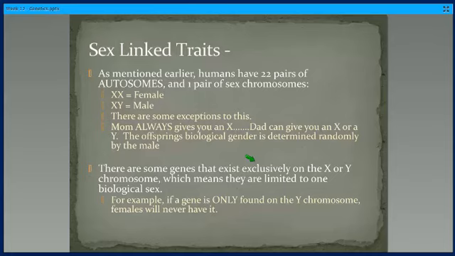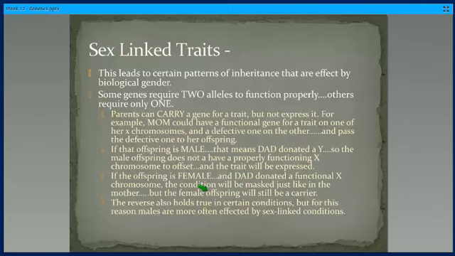But if those genes exist only on the X or Y chromosome, some of these traits are limited to one biological sex. So for example, there's stuff on the Y chromosome that only males have because females don't have a Y chromosome. So that can have some consequences for certain conditions and certain traits. So it's affected by what's on those X or Y chromosomes.